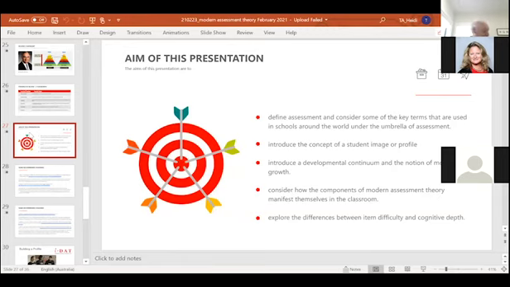So I set out in this presentation during the day to introduce you, in 45 minutes, to the notion of assessment. That's a pretty quick introduction. I think we all have to be on the same page when we start to talk about these terms, so I talked about some of the key terms: testing, evaluation, etc. I could talk about formative assessment, summative assessment, and so on. I also introduced you to the concept of a student image or profile.